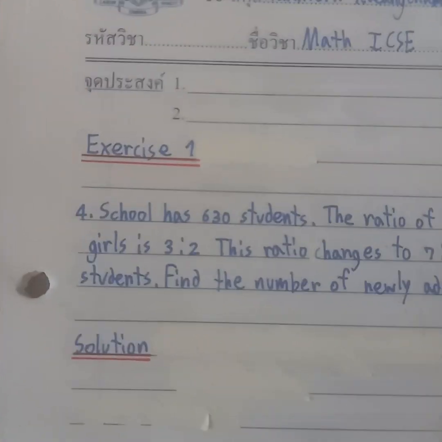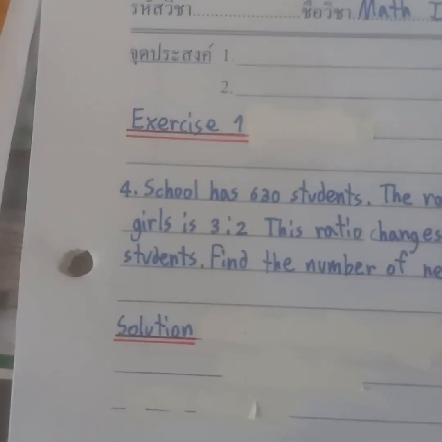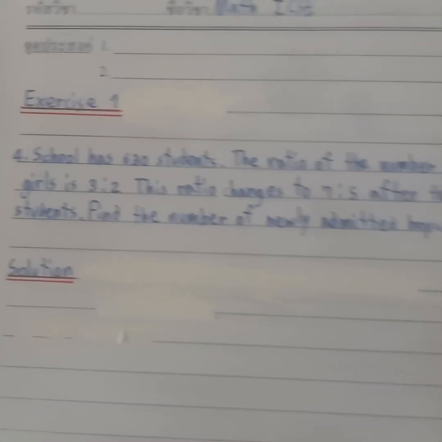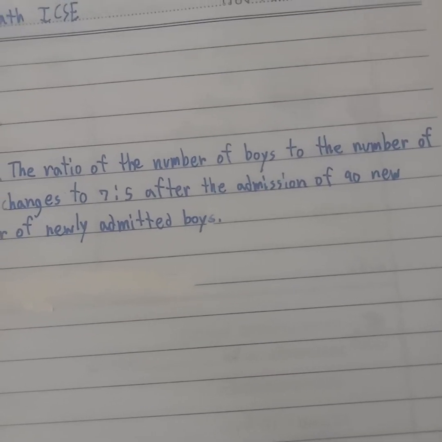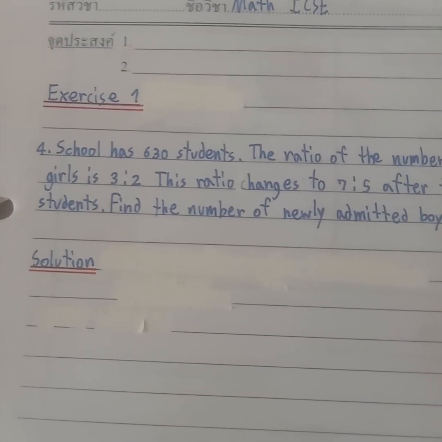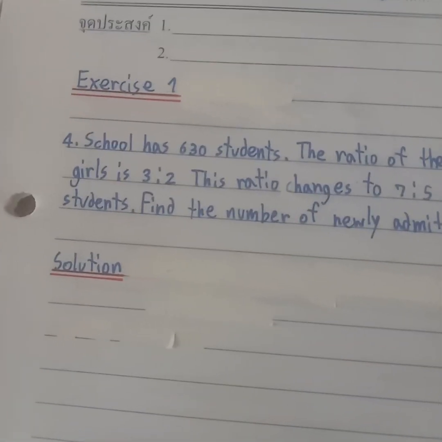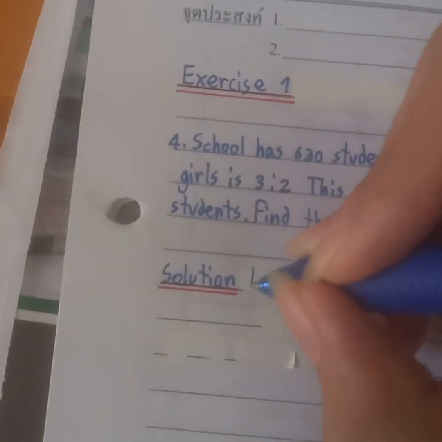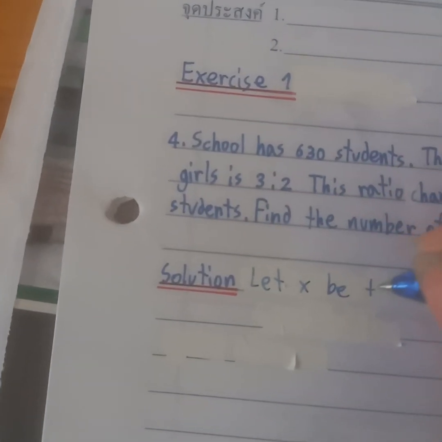So today I will be explaining exercise 1, question 4. The school has 630 students. The ratio of the number of boys to the number of girls is 3:2. This ratio changed to 7:5 after the admission of 90 new students. Find the number of newly admitted boys. So the question is asking us to find the number of the newly admitted boys. So first we will let X be the newly admitted boys.